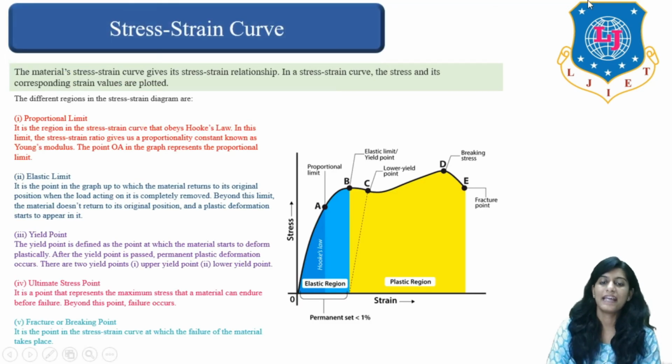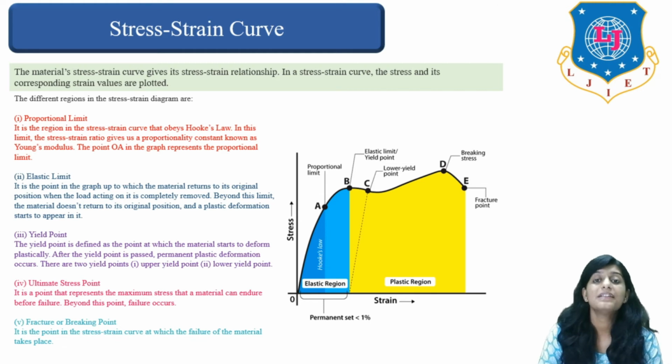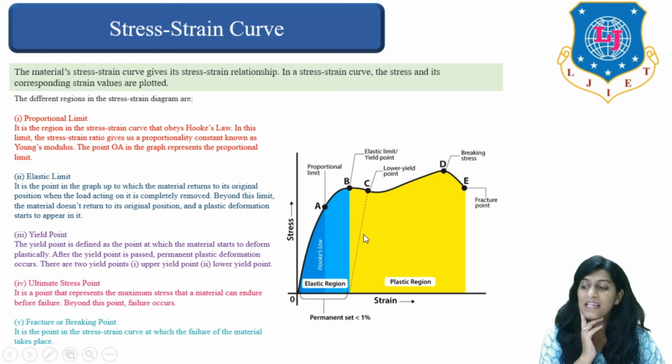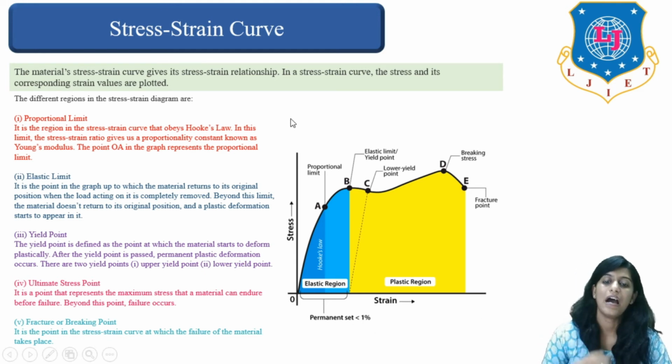Now coming to the next topic, which is the stress strain diagram. This is again very important to understand. The material's stress strain diagram or curve gives a relationship between its stress and strain at any given point. Here you can see in the figure, we have strain on our x-axis and stress on our y-axis. Right, A, B, C, D and E are different points. At each point, the relationship between stress and strain is given here.